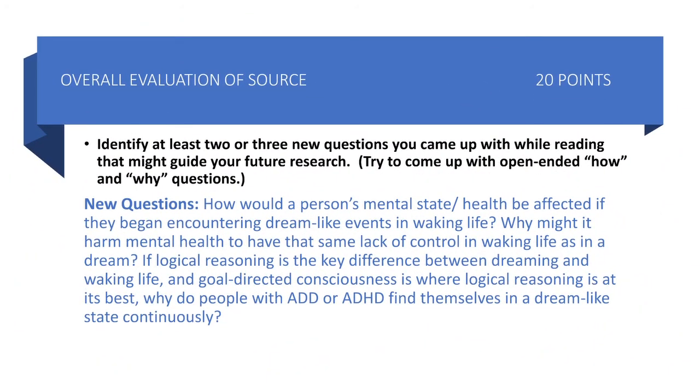Identify at least 2 or 3 new questions you came up with while reading that might guide your future research. Try to come up with open-ended how and why questions. Here is the student's response. This is an important part of the assignment. Questions that came up while you were reading that will lead you to further analysis, not summary. So not yes, no questions, not what questions, but open-ended how and why questions.